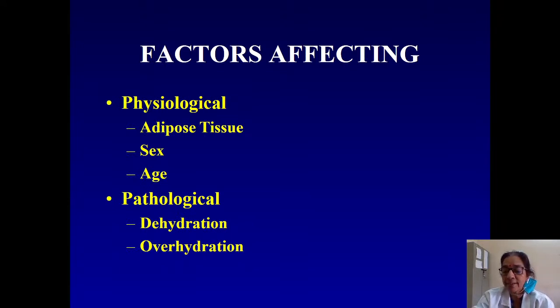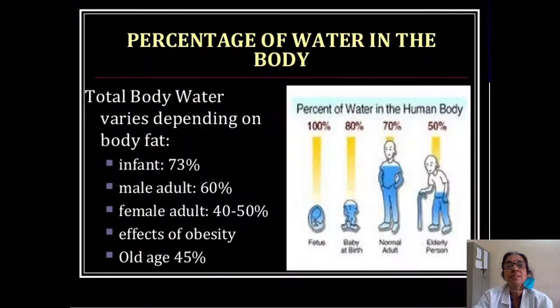So this is overhydration. Next is percentage of water in the body. Look at the fetus. The fetus has 100% water. A baby at birth will have 80% water. Adult male, I think it is not 70%, it should be 60. For a 70 kg adult, it is 60%. As we get old, 50% water is there. So water content is reduced as we age.